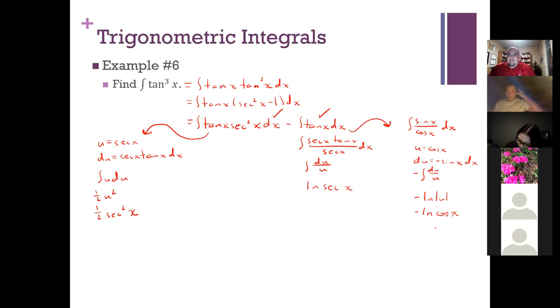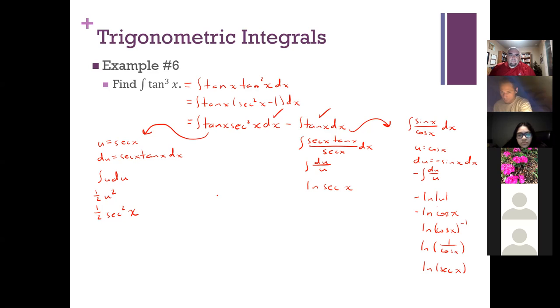Now, if you remember back to the way logarithms work, the way you can manipulate them, I can take a multiplied constant on a logarithm and just make that a power on the argument. So this is equal to natural log of cosine x to the negative one, which is equal to natural log of one over cosine x, which is equal to the natural log of secant x. So yeah, absolutely different approaches, but if they're correct, they have to wind up in the same place.